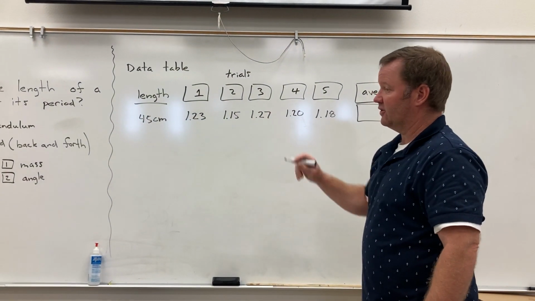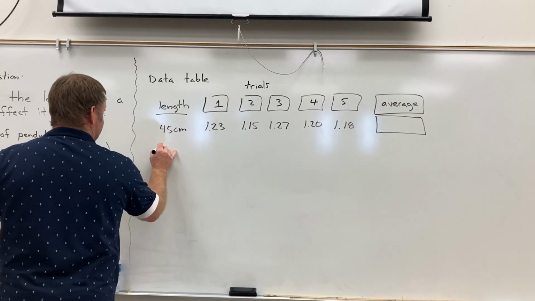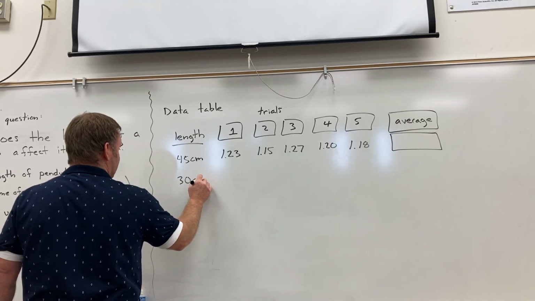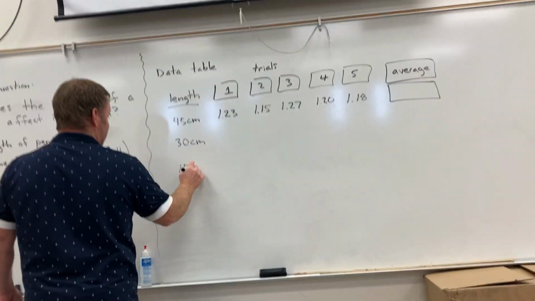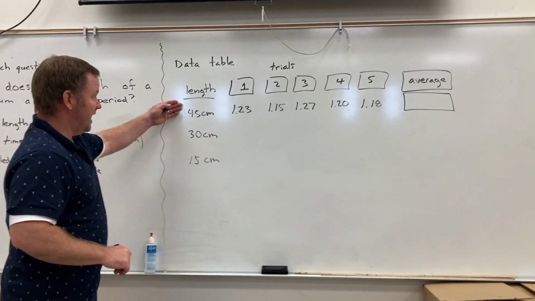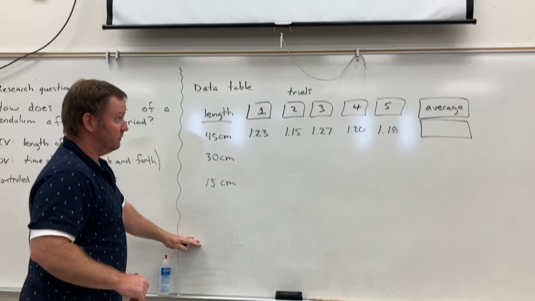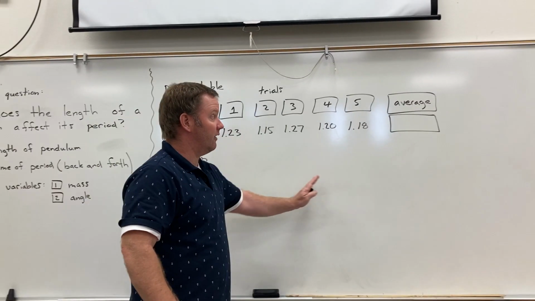Okay, my first length was 45 centimeters. I could do things like 30 centimeters, 15 centimeters, or even longer. Okay, we want a minimum of 5 lengths for our pendulums and a minimum of 5 trials for each one.